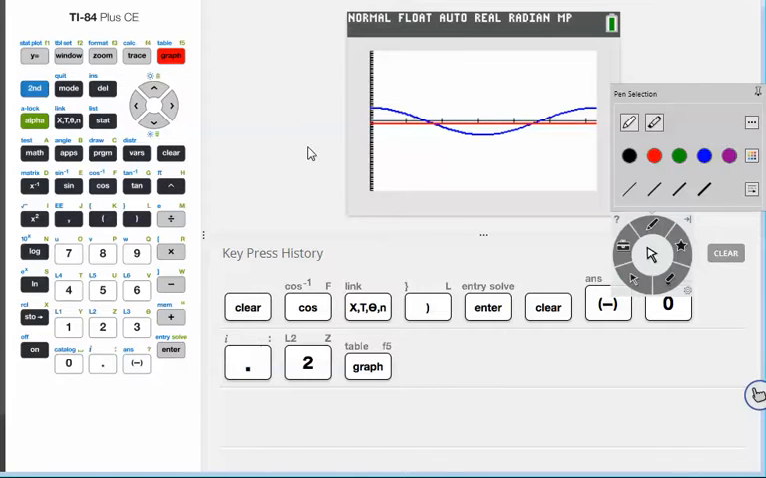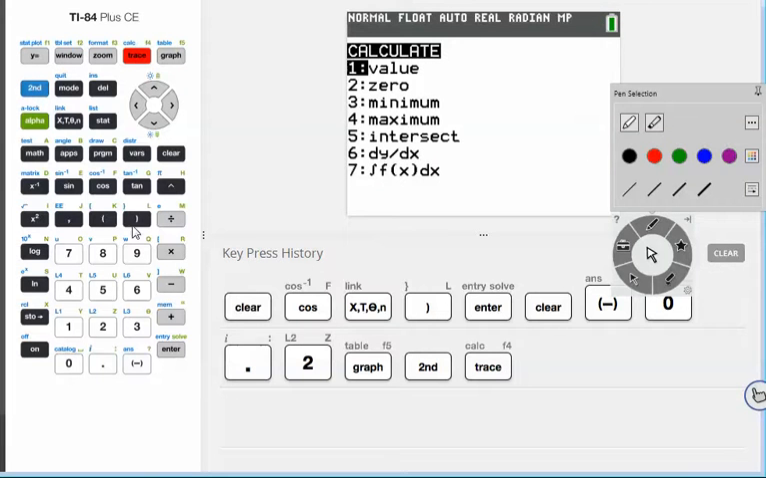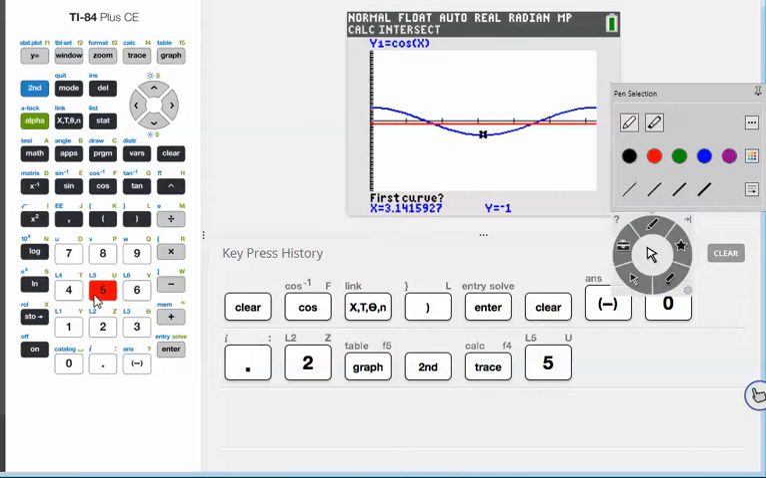So I can calculate these two spots by going to second calc, intersect. And then here you want to move to the closest intersection you got right there. And then I hit enter, then enter, then enter again. And I get 1.77.